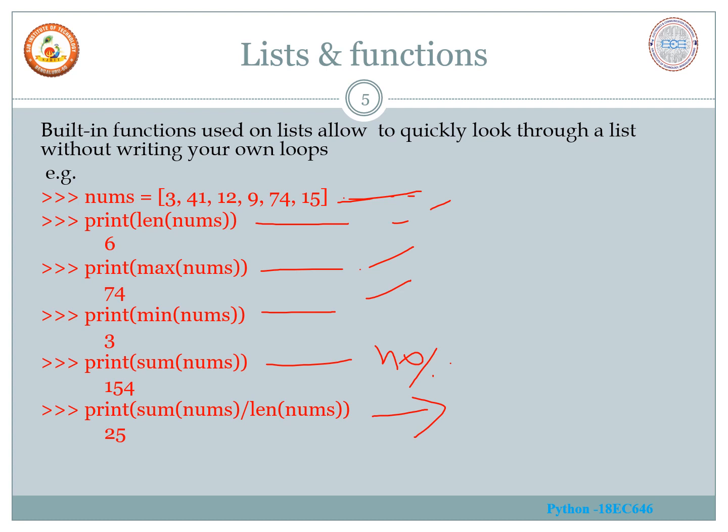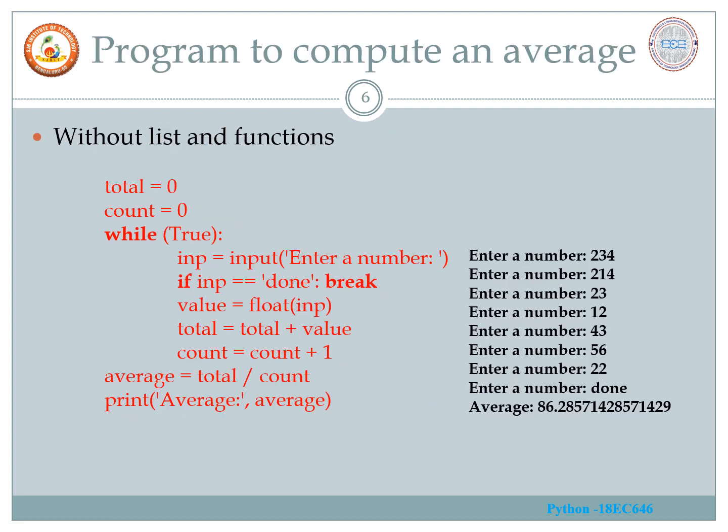We could also rewrite the previous program, whatever we have discussed, that is computing the average of a list of numbers entered by the user, using a list. This is the program to compute the average. Consider here I have used it without a list and function. We have initialized two variables.